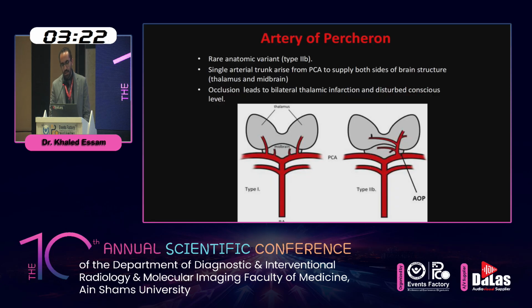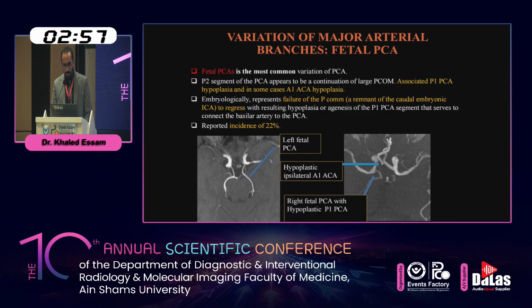Also, there is another branch called the artery of Percheron, which is a rare anatomical variation called type 2B. There is a single artery originating from one side from the posterior cerebral artery supplying both thalami and both midbrain, and if it's occluded, it will cause bilateral thalamic infarction. So it is important to notice if there is bilateral thalamic infarction in some patients, we can suggest posterior cerebral artery of Percheron occlusion.